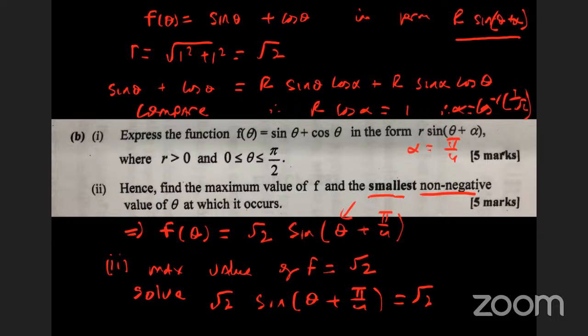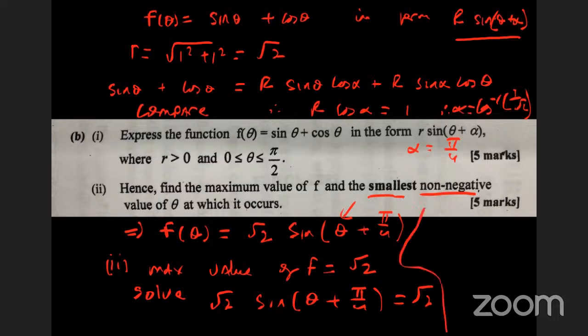Anybody could tell me when sine theta is maximum? When theta is what? Well, when sine theta is 1, it's maximum, right? That occurs when theta is what value? Pi on 2? Right? So you can easily do it like that.